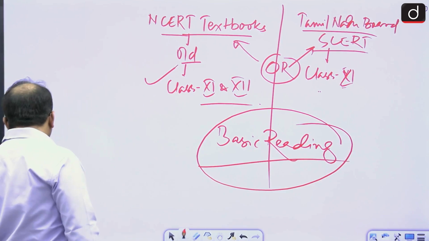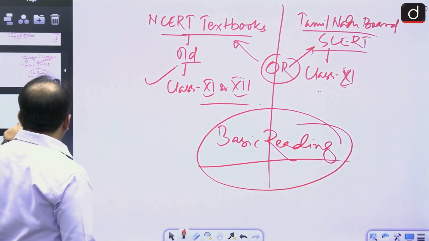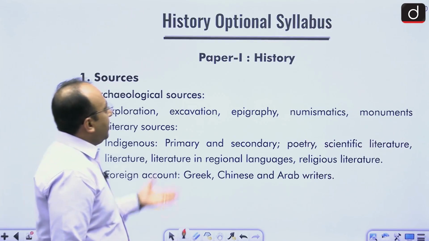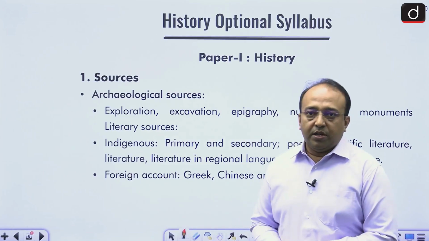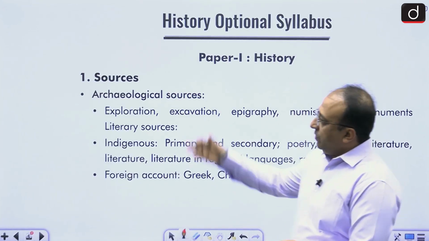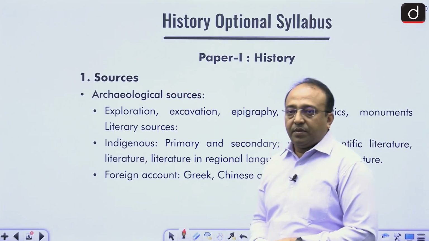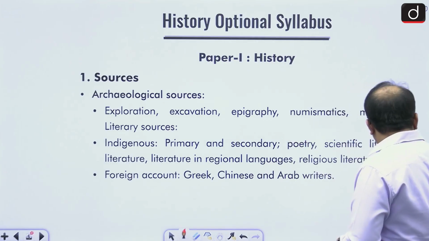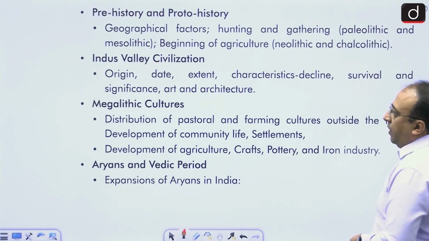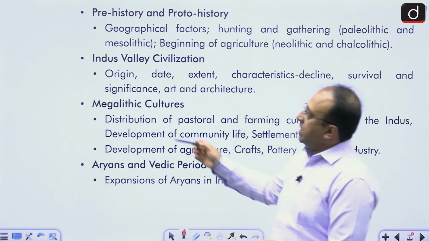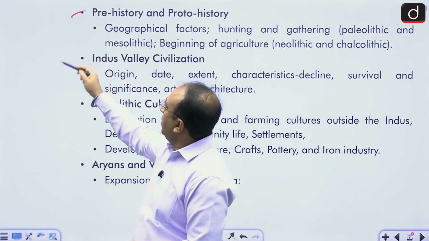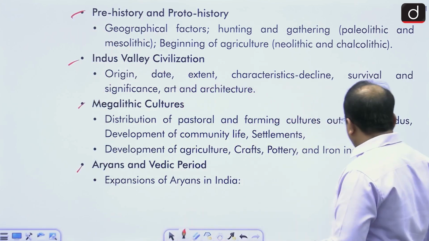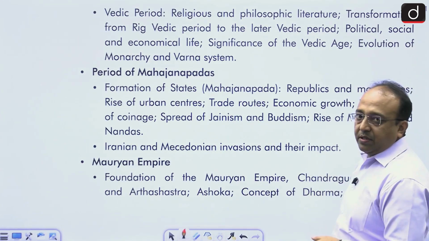Now coming to the syllabus, let's see it in detail. What all things are you supposed to understand in history? You can see the history optional syllabus is very voluminous. You have chapters like sources, where archaeological sources are covered in the very first chapter. Then you have the Indus Valley civilization, prehistory, proto-history, megalithic culture, Aryans, Vedic period. This is all the content of only your ancient history.